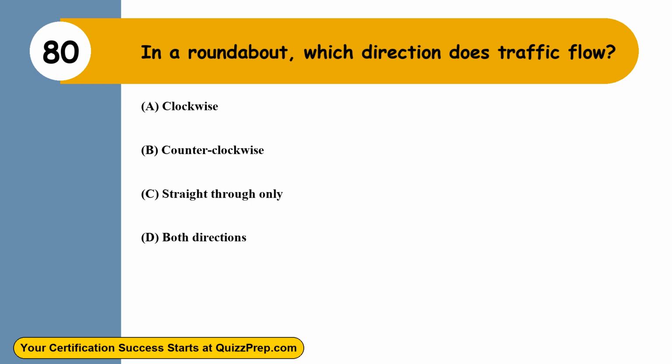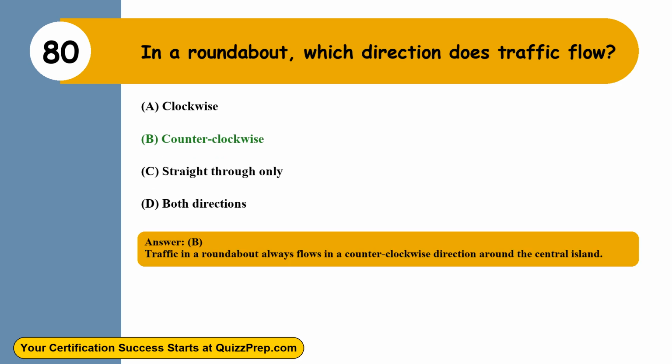Question 80. In a roundabout, which direction does traffic flow? Option A, clockwise. Option B, counter-clockwise. Option C, straight through only. Option D, both directions. The correct answer is option B, counter-clockwise. Traffic in a roundabout always flows in a counter-clockwise direction around the central island.